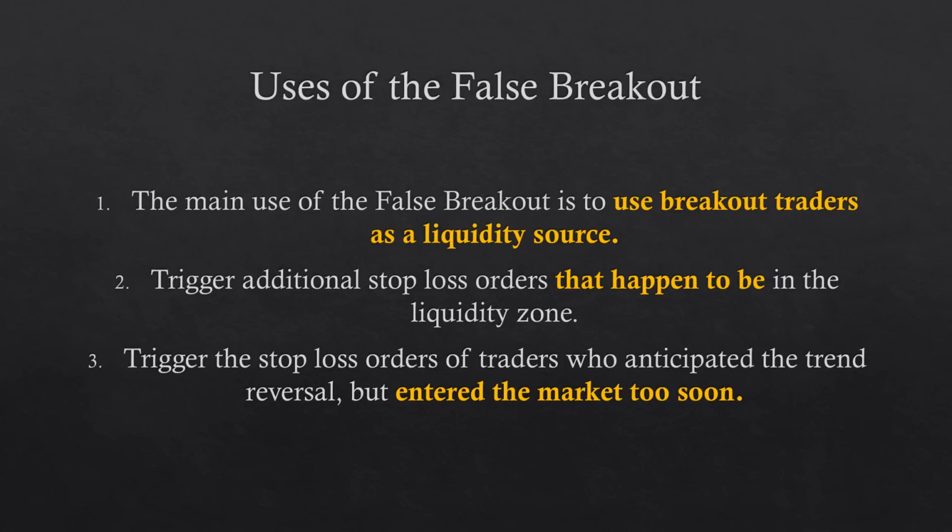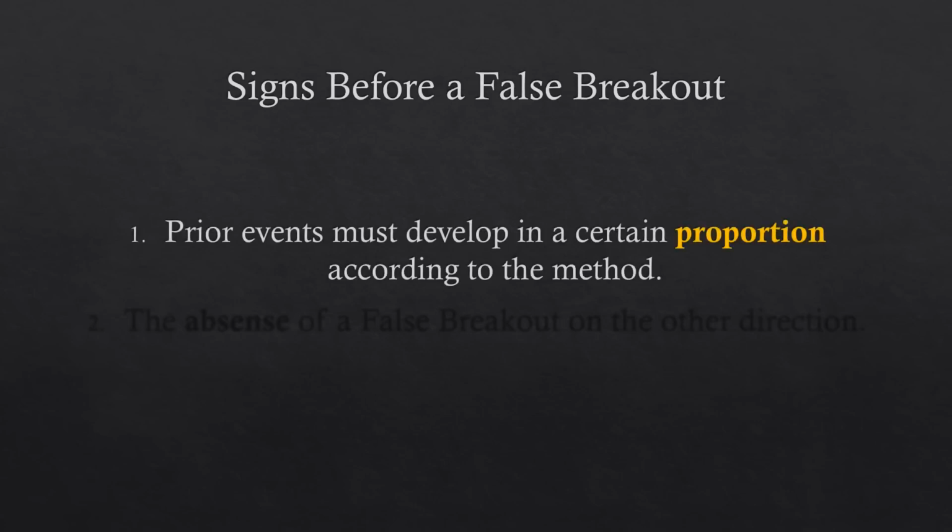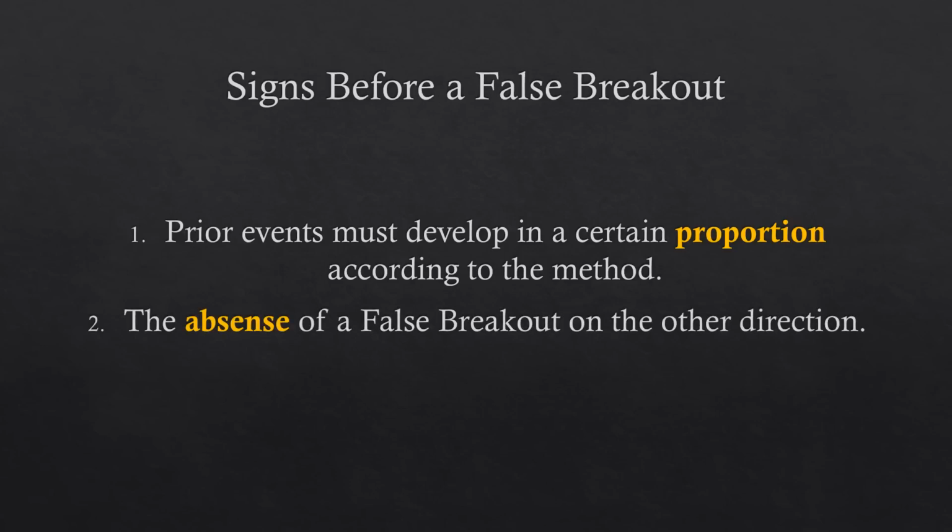In the Wyckoff method, there are two main signs traders should look for in the anticipation of a false breakout. The first sign is that the prior events must develop in a certain proportion. In other words, it's important that all the events leading up to the false breakout happen more or less in the way the method suggests. The other sign is the absence of a false breakout in the other direction. It's interesting to note that there are different degrees in which false breakouts can develop, and there is an inverse relationship between the apparent aggressiveness of the false breakout and its true power. For example, in an accumulation, a spring that breaks the support with more violence is called terminal shakeout.